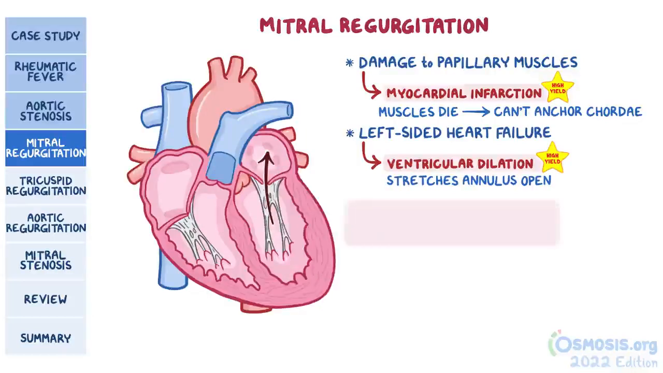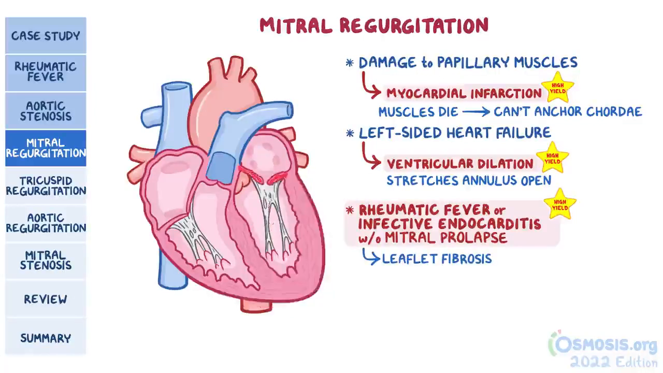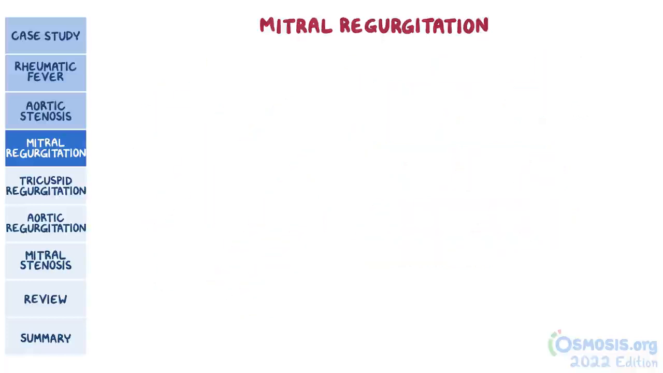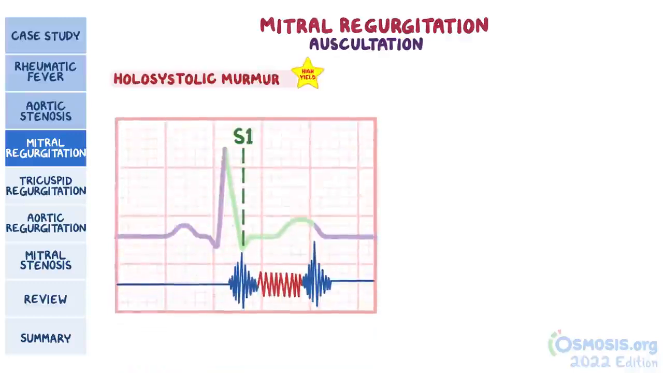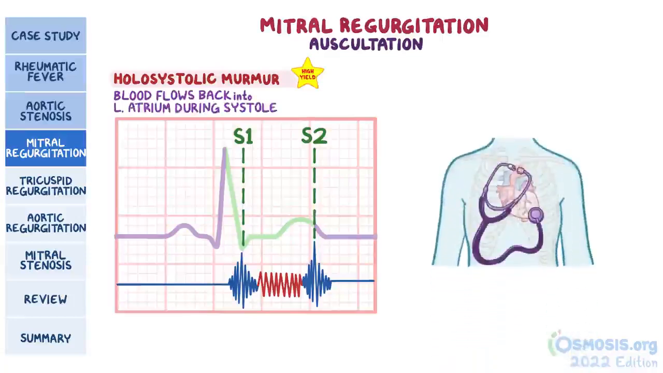Mitral regurgitation can also be caused by rheumatic fever or by infective endocarditis without mitral prolapse. Here, chronic inflammation can cause leaflet fibrosis, which makes it so that they can't form a nice seal and instead let blood leak through. Now, the typical auscultation of mitral regurgitation is a holosystolic murmur, meaning it lasts for the duration of systole, so it's heard between S1 and S2. You may hear this because with mitral regurgitation, blood is flowing back into the left atrium during systole. The sound is a high-pitched, blowing murmur that is loudest at the apex and radiates towards the axilla.